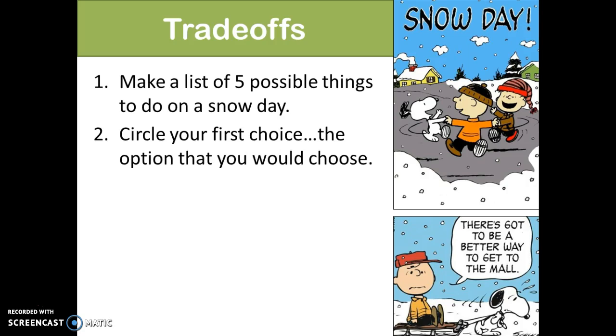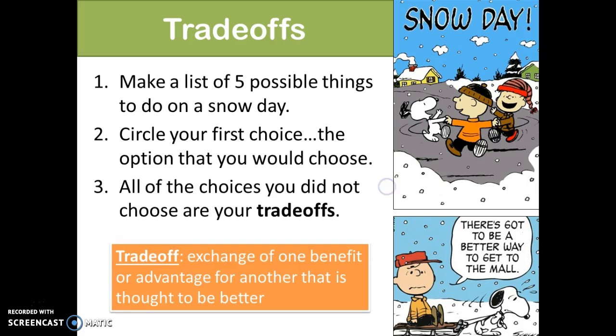So maybe it's shoveling the driveway, and maybe shoveling your neighbor's driveway. You're getting the snow cleared. That's what you decide to do. All of the other options are your trade-offs. And a trade-off, by definition, is the exchange of one benefit or advantage for another that is thought to be better. So you get more benefit by shoveling the driveway and shoveling your neighbor's driveway than you do from sleeping in for a few more hours. You make a choice that maximizes your benefits. Everything else is a trade-off. So in your list of 5 things, you circled 1, the other 4 are your trade-offs. And so you could write a T next to each of those other trade-offs.